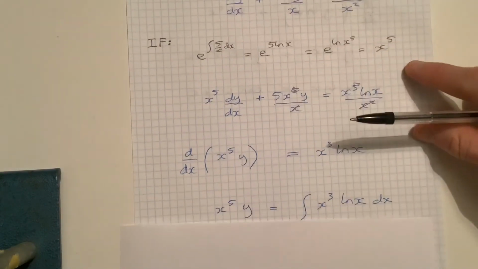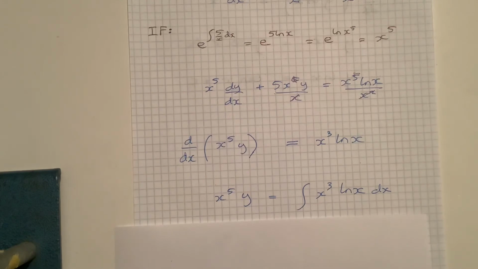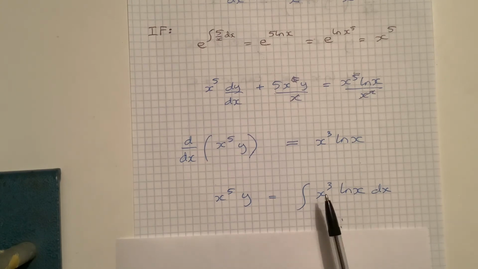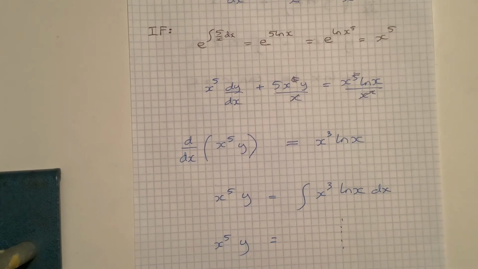Now we can integrate both sides with respect to x to give this. And we can integrate this with by parts. So say u equals ln x, v dash equals x cubed, and so on. I'm not going to do integration by parts here.